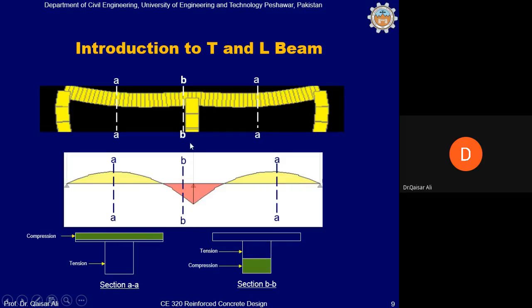But at section BB, where the bending moment diagram is negative, in the case of negative bending moment, the top portion of the beam is in tension, and the bottom portion is in compression. Which means that the slab and part of the beam are in tension, and the web part is in compression. I hope this is clear. If not clear, you can ask your questions, because this is very important to understand.